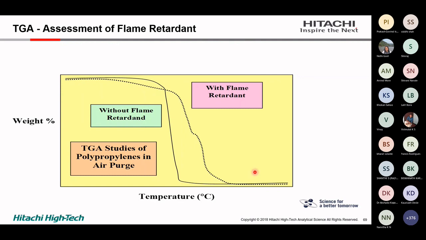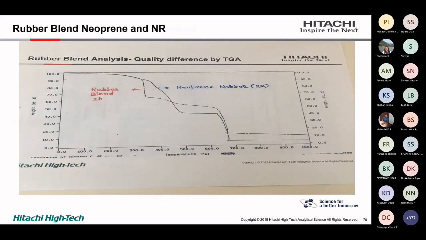Flame retardant is a material additive which is added in the cable industry, in polyurethane, in the automobile industry for certain parts. The advantage of flame retardant is it will retard your catching fire. So many times you hear that a cable is catching fire. Maybe there is a possibility that a proper amount of flame retardant was not added. So whether the proper amount of flame retardant is added in the cable or a polyurethane material, you can quickly check by a TGA technique using an air atmosphere.